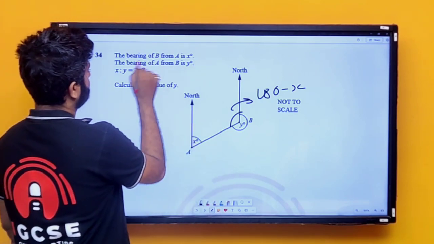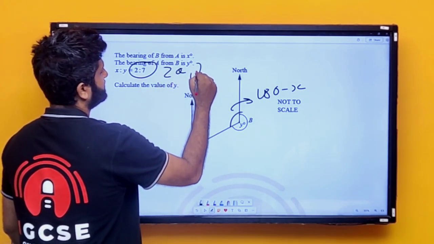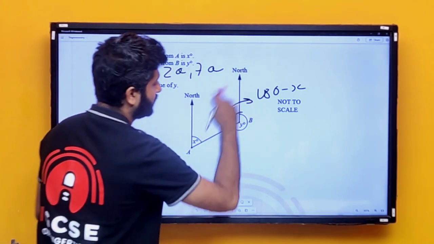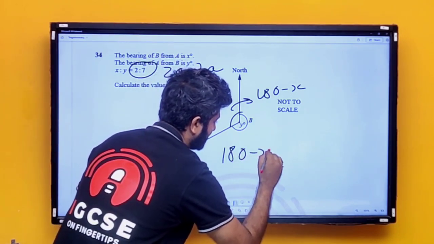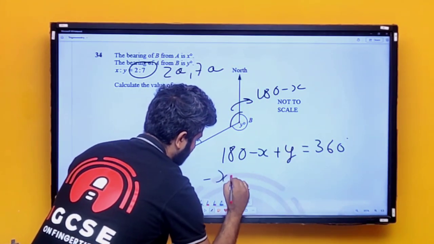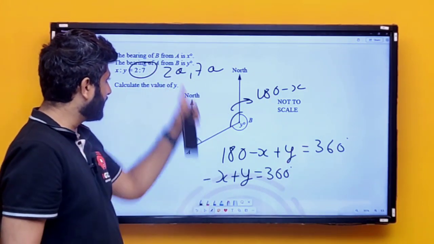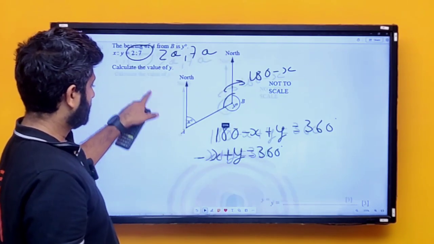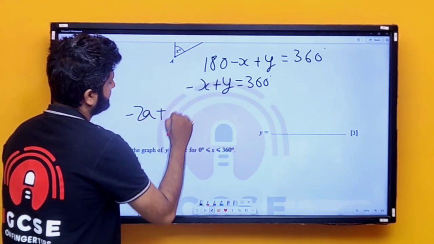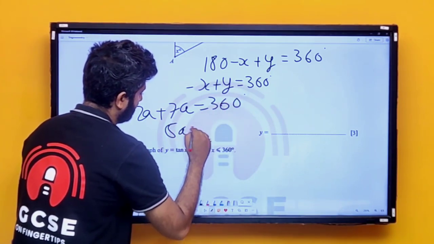So the total, that is 180 minus X plus Y equals 360. So from here I can say minus X plus Y equals 360. Let me substitute the value of X and Y. Sorry, X is not minus 2A, X is 2A. So minus 2A plus 7A equals 360. So 5A is 360, and my value of A is 360 divided by 5, which is 72.